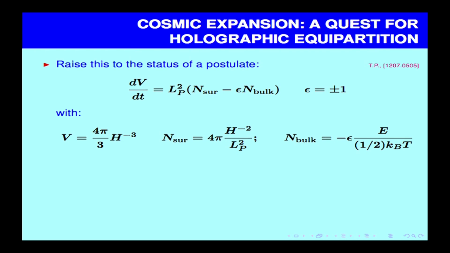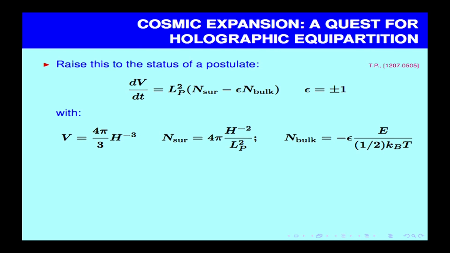You say that the volume of the universe inside the Hubble radius is changing, dV by dt, because of N surface minus N bulk. Ignore this epsilon for a minute. By dimension, dV by dt should have just a length squared, so put L_P squared here. Okay. So, if you are looking at it in dimensionless units, dV by dt is just N surface minus N bulk. At this stage I am just postulating. So, this is the volume, this is the N surface, and this is the N bulk.